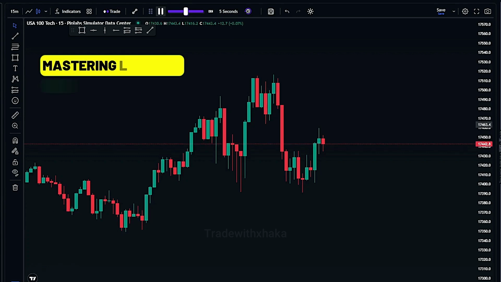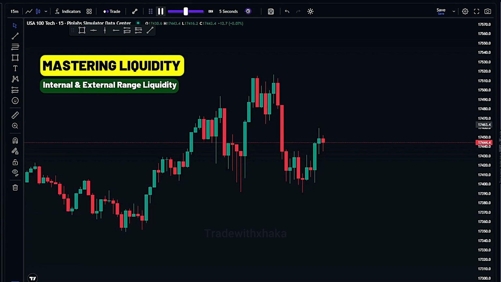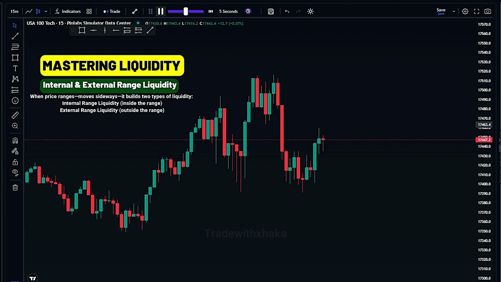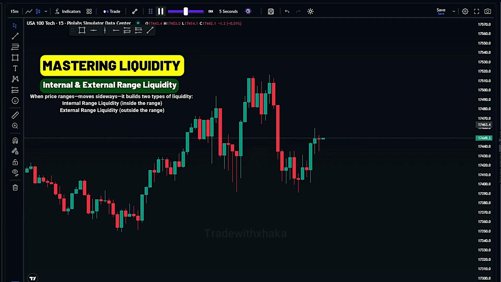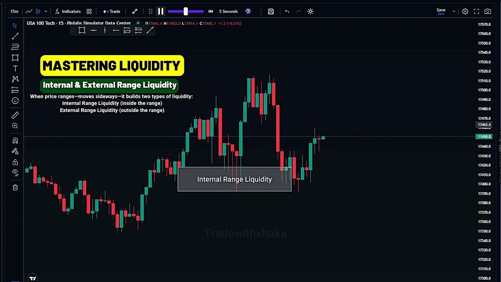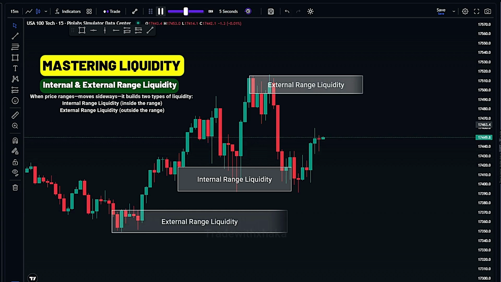Next topic, guys, let's look into internal range liquidity and external range liquidity. When price ranges move sideways, it builds two sides of liquidity. This normally happens in a trend. Number one is internal range liquidity, which is inside the range, and the external range liquidity is outside the range. We have to take it one by one for better understanding.